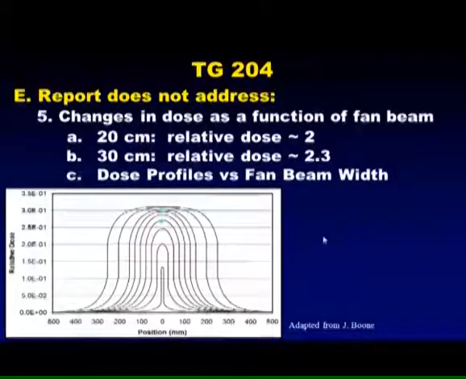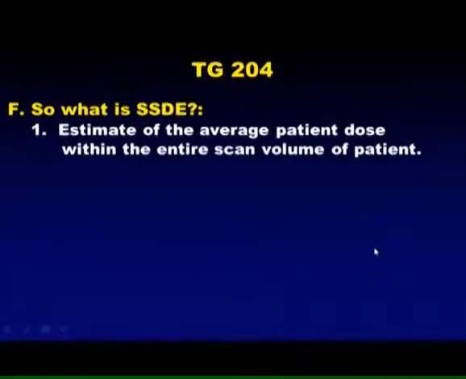It also doesn't address the lost tails that we miss with our 100-centimeter pencil chamber. I'm assuming that as physicists you're aware of that, and that that's what was actually addressed in TG 111, and that's beyond the scope of this presentation. And TG 204 had no intention of addressing that. So what's left? What is it?